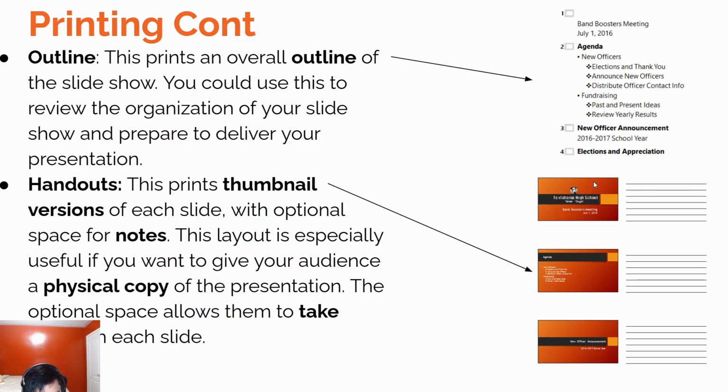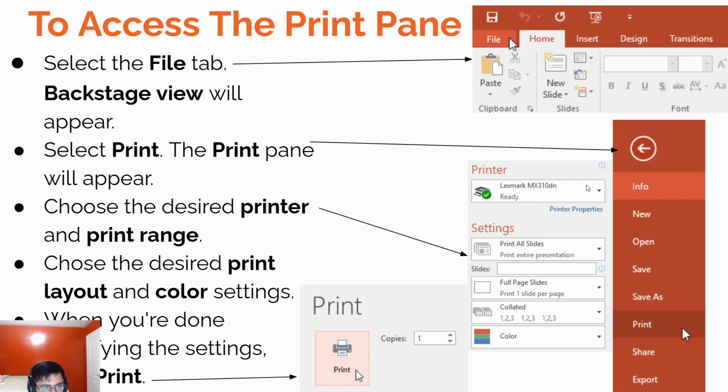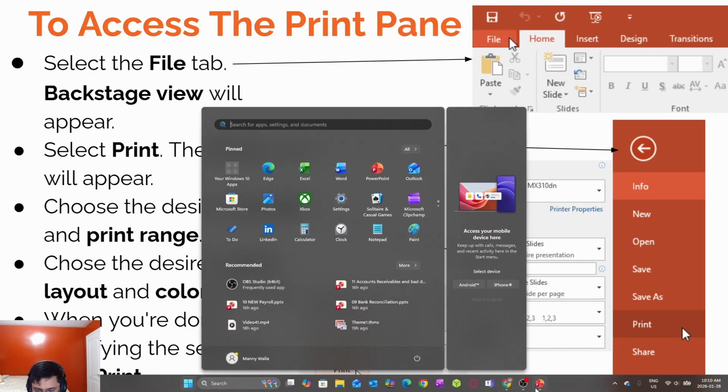Now, in the context of actually printing, it's something we're somewhat familiar with, right? So let's just go. To access the print pane, how do we do it? Well, we go to File, right? And then we go to Print, and then we can choose a desired printer and print range, right? Then we choose the desired print layout and the color settings, and when we're done, we can click Print, right?